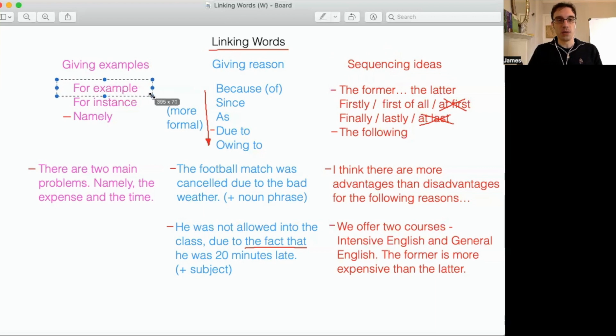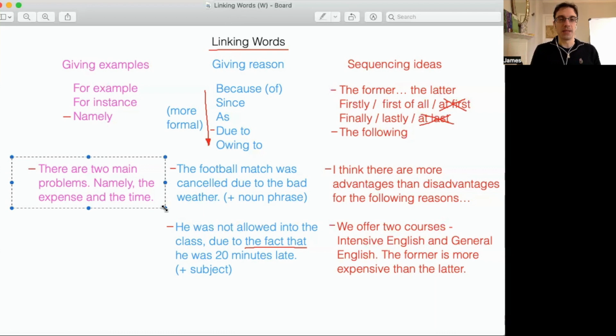Now, as you can see with the first one, this is the one that most people use. They would say, for example, when giving an example. Another couple of phrases that you can use, though, are right here. You can use the phrase for instance, or you could even use the more formal namely. Now, that's quite an uncommon one. So I've got an example of it down here.